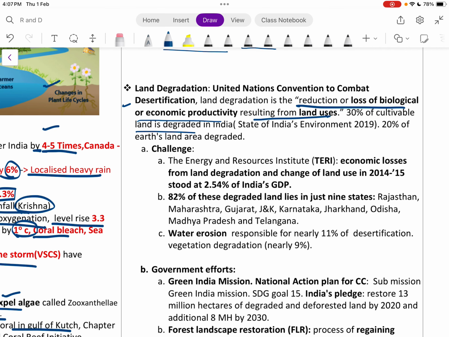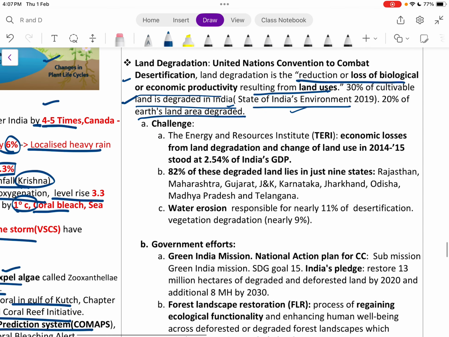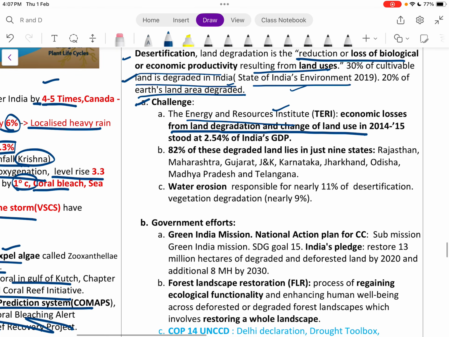30% of cultivable land is degraded in India. The State of Environment Report says that it is degradable. 20% of Earth's land is degraded. So what are the challenges? The Energy and Resource Institute says economic losses from land degradation and the change of land use in 2014-15 stood at 2.54% of India's GDP.